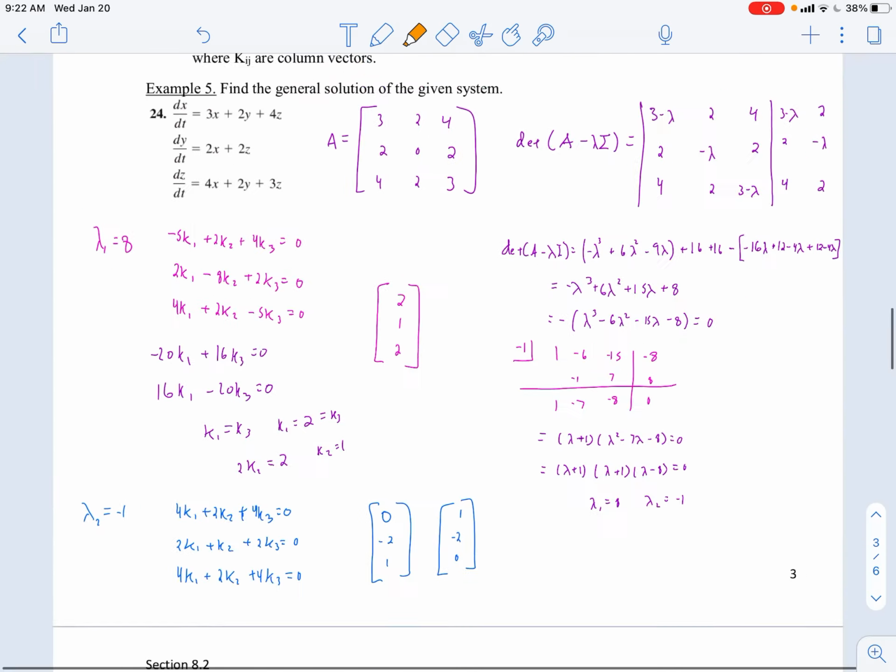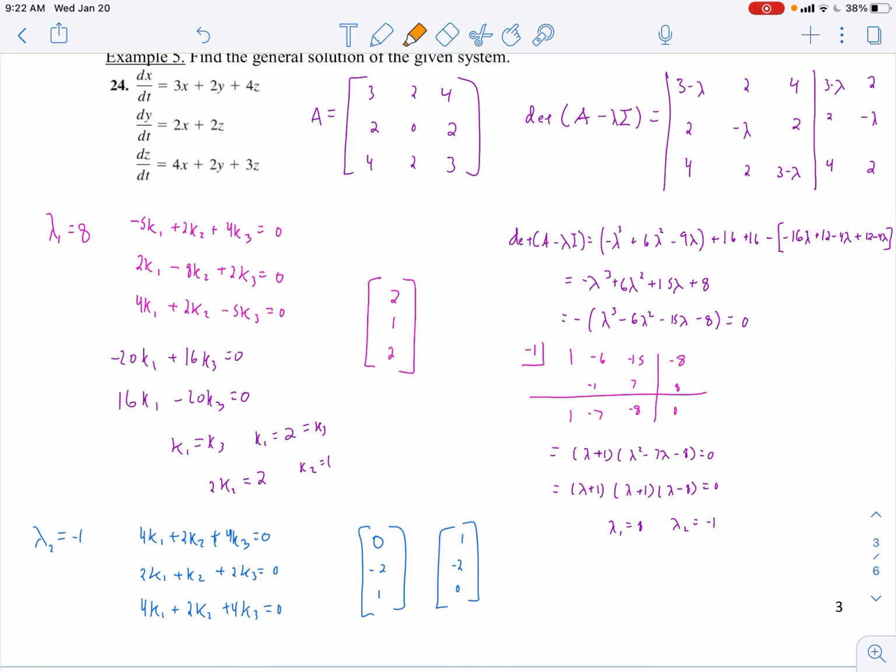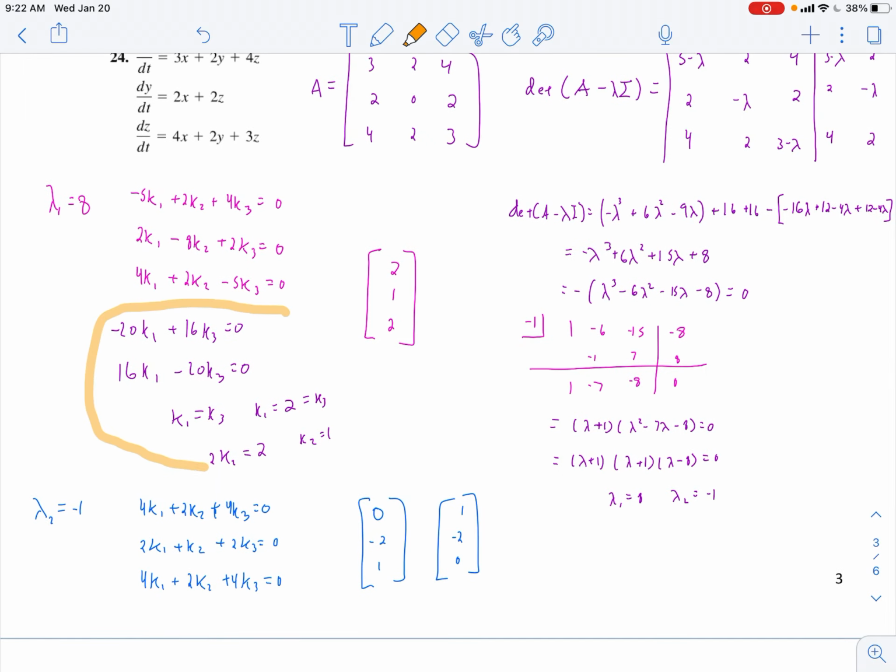So it's repeated. So now let's go ahead and now do lambda equals 8. If we do that, we plug it in, then we solve the system. When we solve the system, again, I'm not going to go too much into solving the system. We're going to get k sub 1 is equal to k sub 3, and if k sub 1 is equal to k sub 3, then we make k sub 1, k sub 3 equal 2. Then that's just going to give us for our k sub 2, 1.